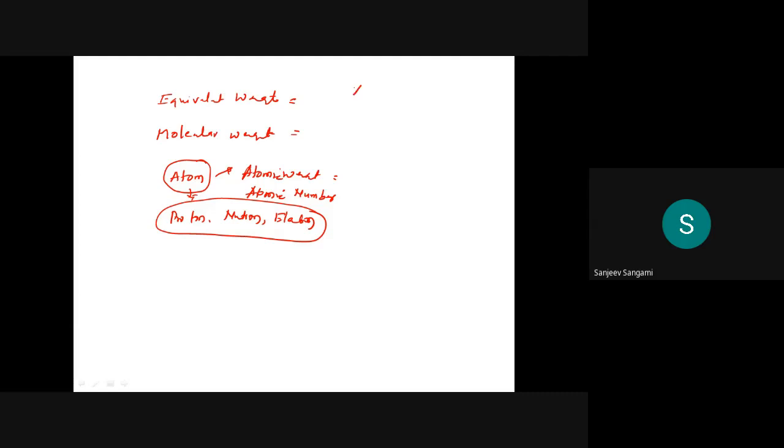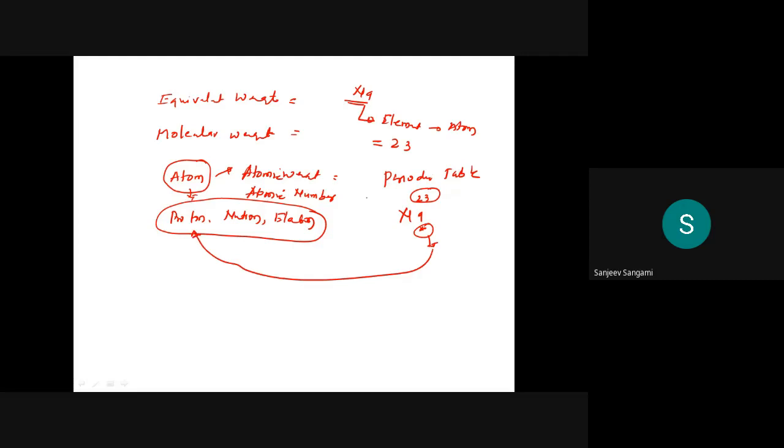For example, you take sodium, designated by Na. It is an element, and it is also an atom. Then what is its atomic weight? Atomic weight is equal to 23. Normally if you see the periodic table, it is written like this: sodium, 23, and at the bottom one more number will be there. Whatever they write there is the atomic number, and this is the atomic weight. The atomic number is nothing but the number of protons, and the other is the atomic weight.